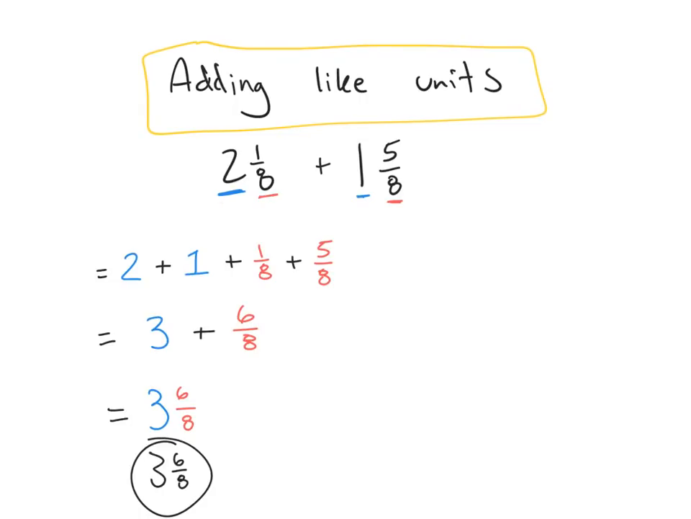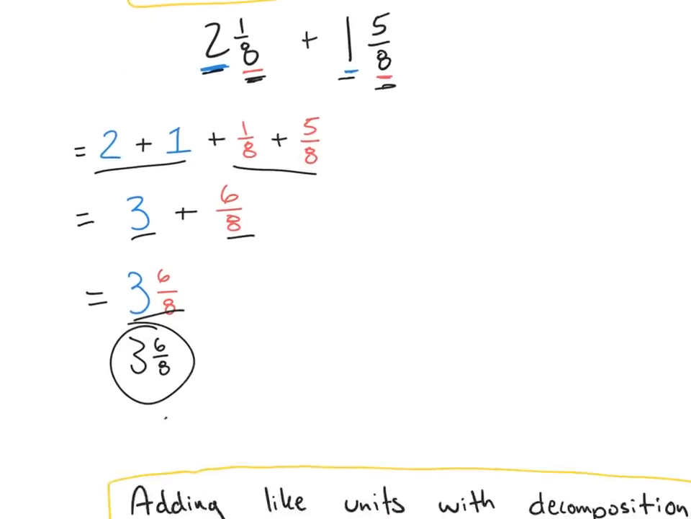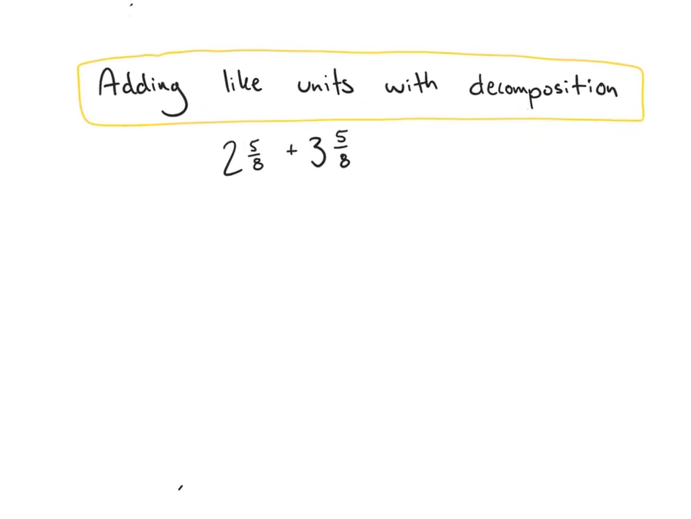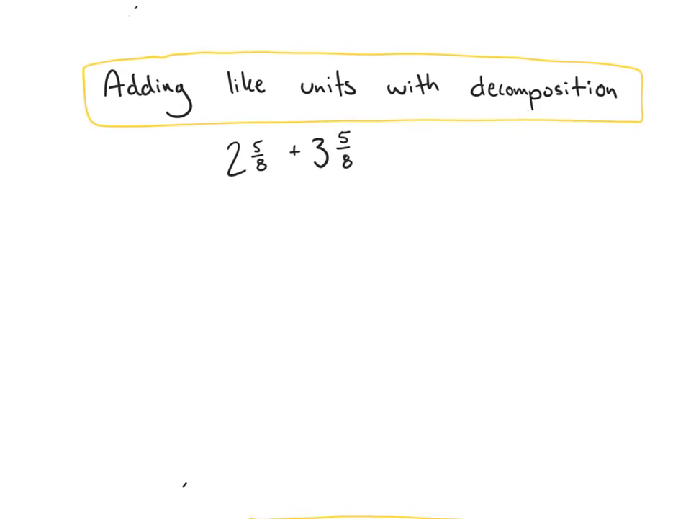So once again, that process is separating out our whole numbers and our fractions, combining them with each other, and then bringing them back together to form a mixed number. In this case, our fractions added up to something less than 1 whole. But in our next strategy, we're going to see what happens when the fractions in our mixed numbers add up to something more than 1 whole. In this strategy, we're going to be adding like units just like before, but we're going to use decomposition to break apart the new whole that we create.